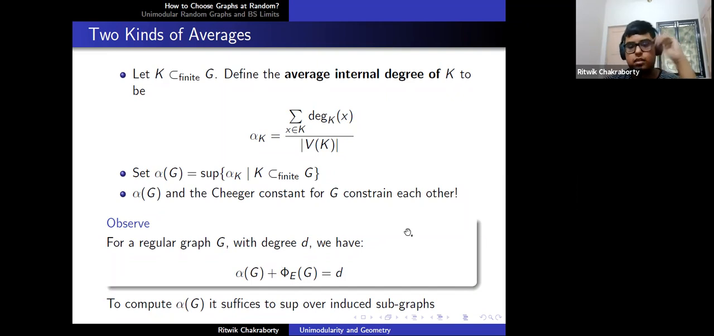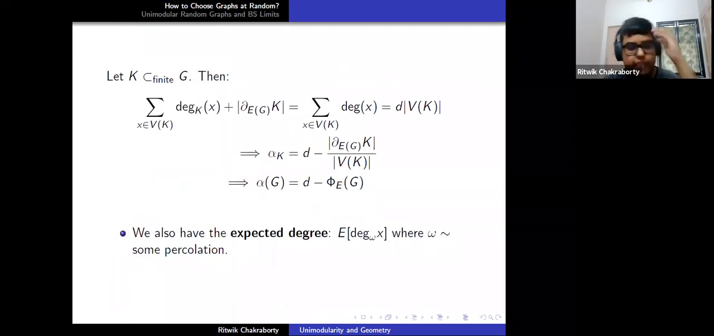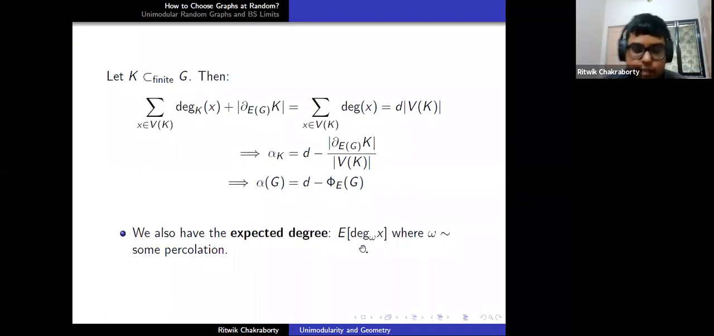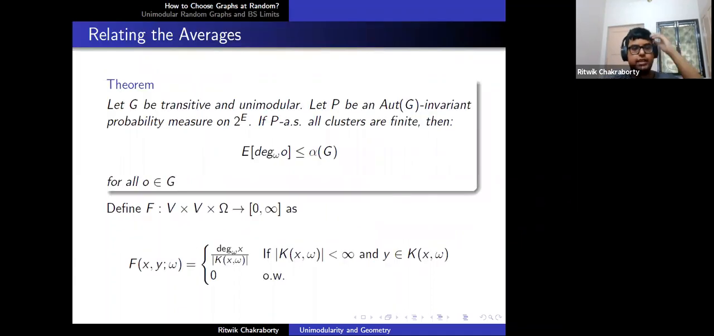So I guess we are a little bit short of time, so I won't have time to go over the proof. It's a really short proof. But given this geometric degree alpha of G, now we also have the expected degree of omega. What is this? You take any percolation configuration, fix a vertex x, compute the degree, and you have a probability measure for this percolation configuration, which is let's say the Bernoulli P percolation measure. Then you can compute the expected degree.